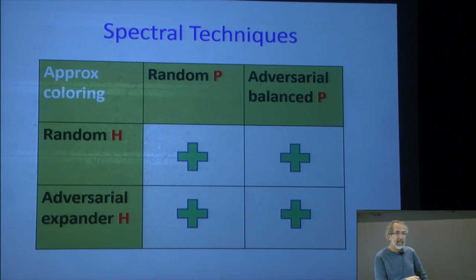If we look at what the spectral techniques achieve, in all cases they manage to find you an approximate coloring. So in this respect, it doesn't matter if the graph is an adversarial expander and the planting is adversarial. You are able to find an approximate coloring, a coloring that mostly agrees with the planted one. The fraction of vertices on which it disagrees differs in this model, but in all cases it's a small fraction.